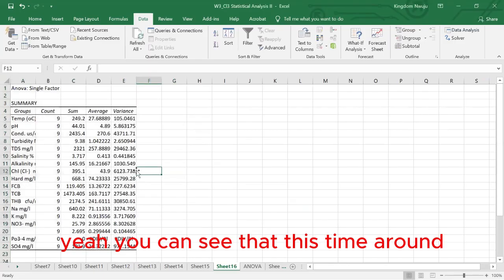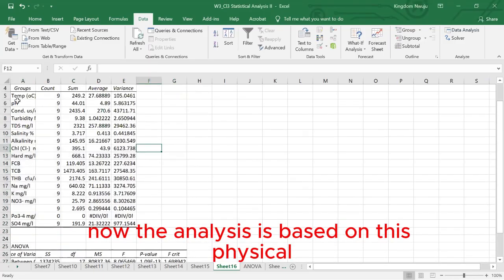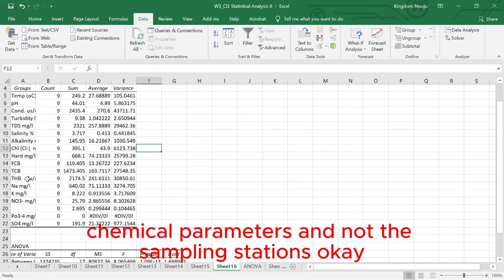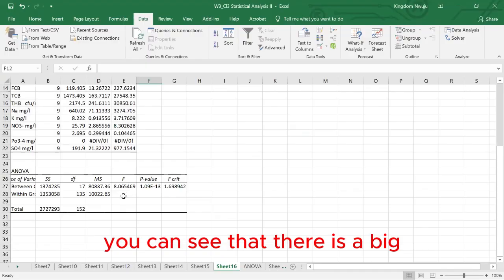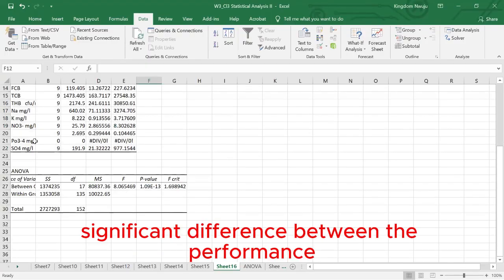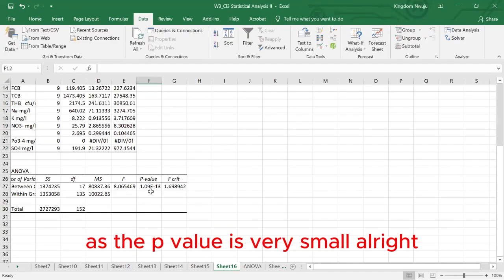You can see that this time around, the analysis is based on these physicochemical parameters and not the sampling stations. But this one is not a very good analysis. Of course, you can see that there is a big significant difference between the performance of each of these parameters as the p-value is very small.